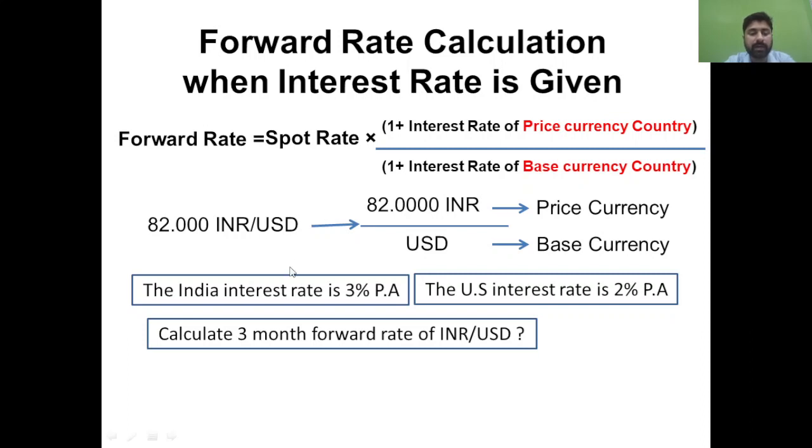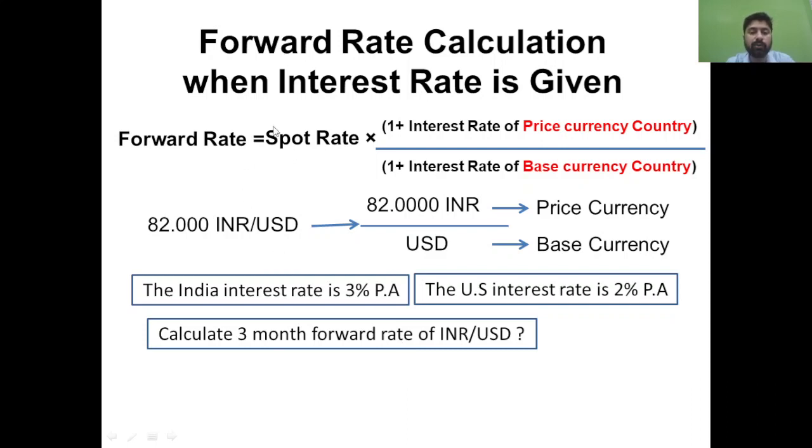So this is the scenario which is given. Suppose in India the interest rate is 3% per annum. Per annum means in a year there are 12 months, so per year the interest rate is 3% in India, and in the US the interest rate is 2% per annum. We need to calculate the 3-month forward rate of Indian rupees and USD. Presently the spot rate is 82.0000. So what could be the forward rate of this pair of currencies after 3 months? That we need to find out.